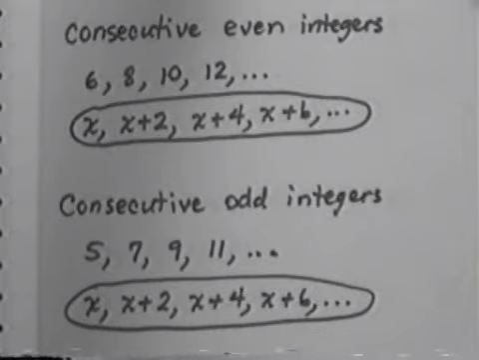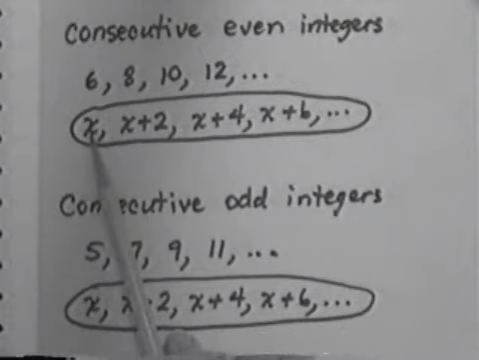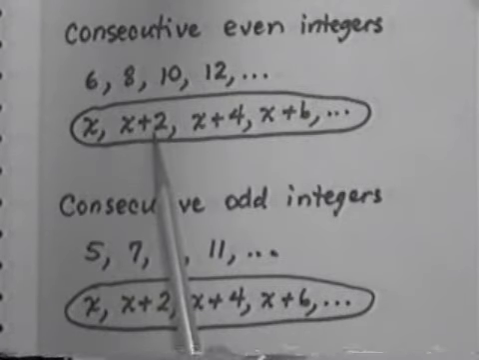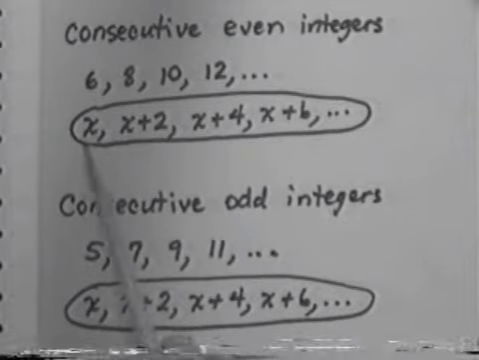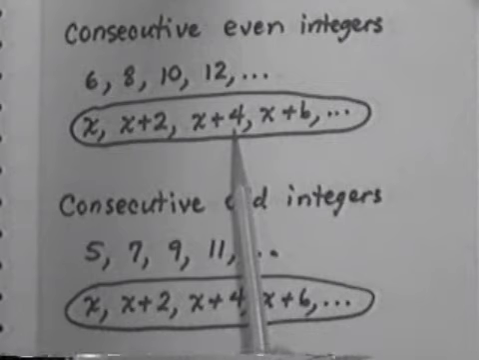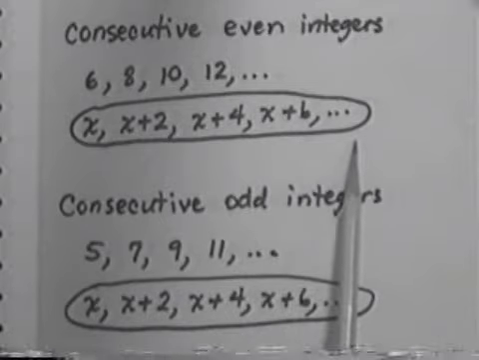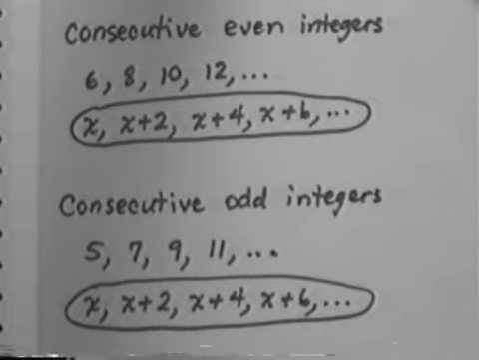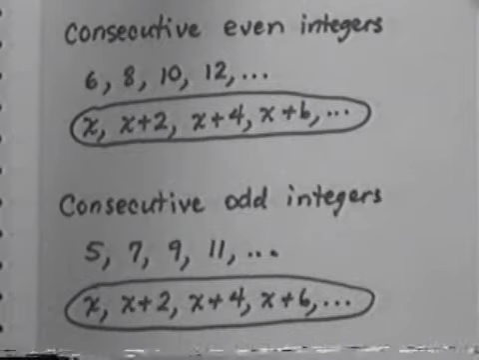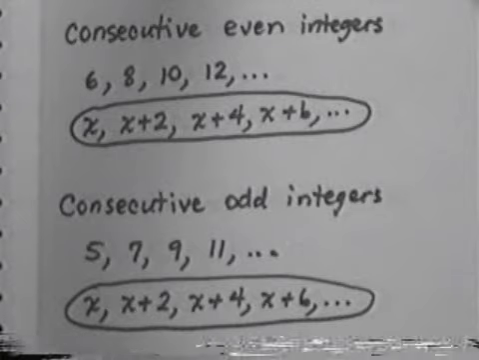On the other hand, if we begin with an even number, like 16, adding 2 will get us to another even number. Adding 4 will get us to another even number. So we'd have 16. 16 plus 2 is 18. 16 plus 4 is 20. 16 plus 6 is 22. 16, 18, 20, 22, and so on. And so it's not difficult to catch on to the fact that it's just a matter of where we start that gets us either even integers or odd integers, even though the formulas are identical.